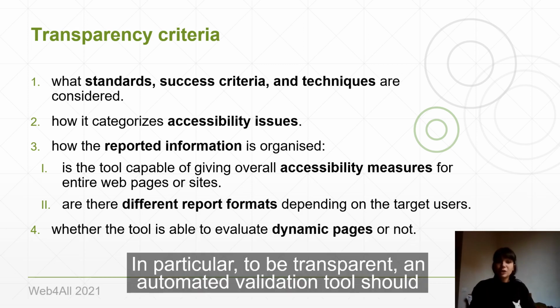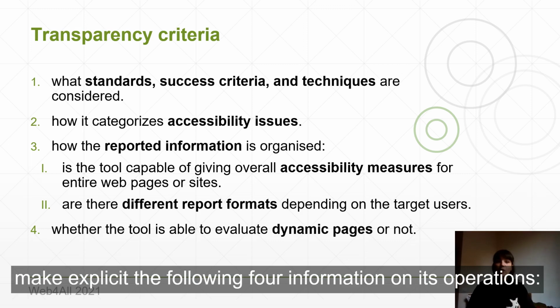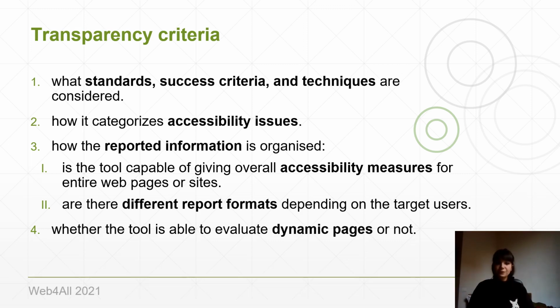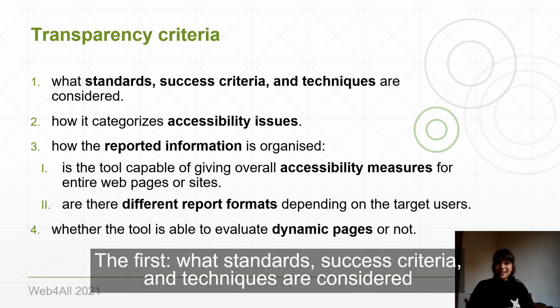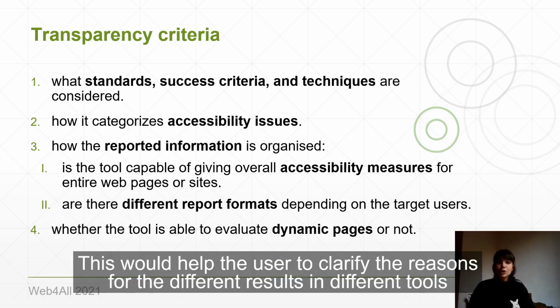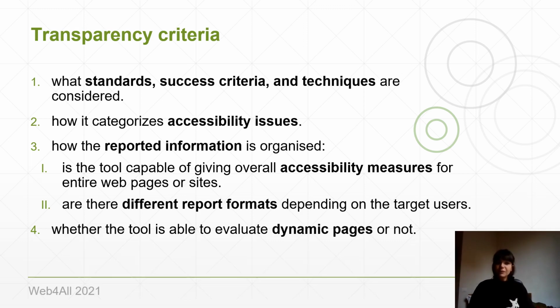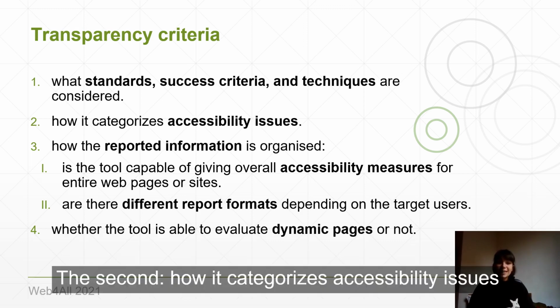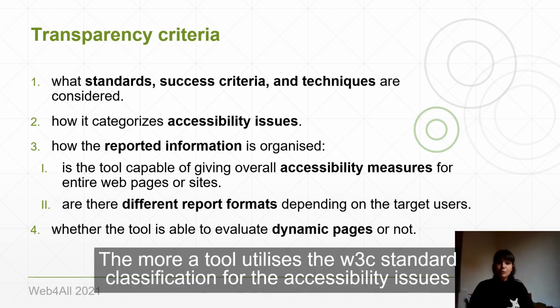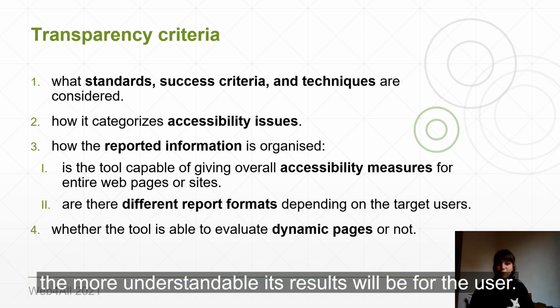In particular, to be transparent, an automated validation tool should make explicit the following four pieces of information on its operation. The first, what standards, success criteria, and techniques are considered. This would help the user to clarify the reasons for the different results in different tools. The second, how it categorizes accessibility issues. The more a tool utilizes the W3C standard classification for the accessibility issues, the more understandable its result will be for the user.